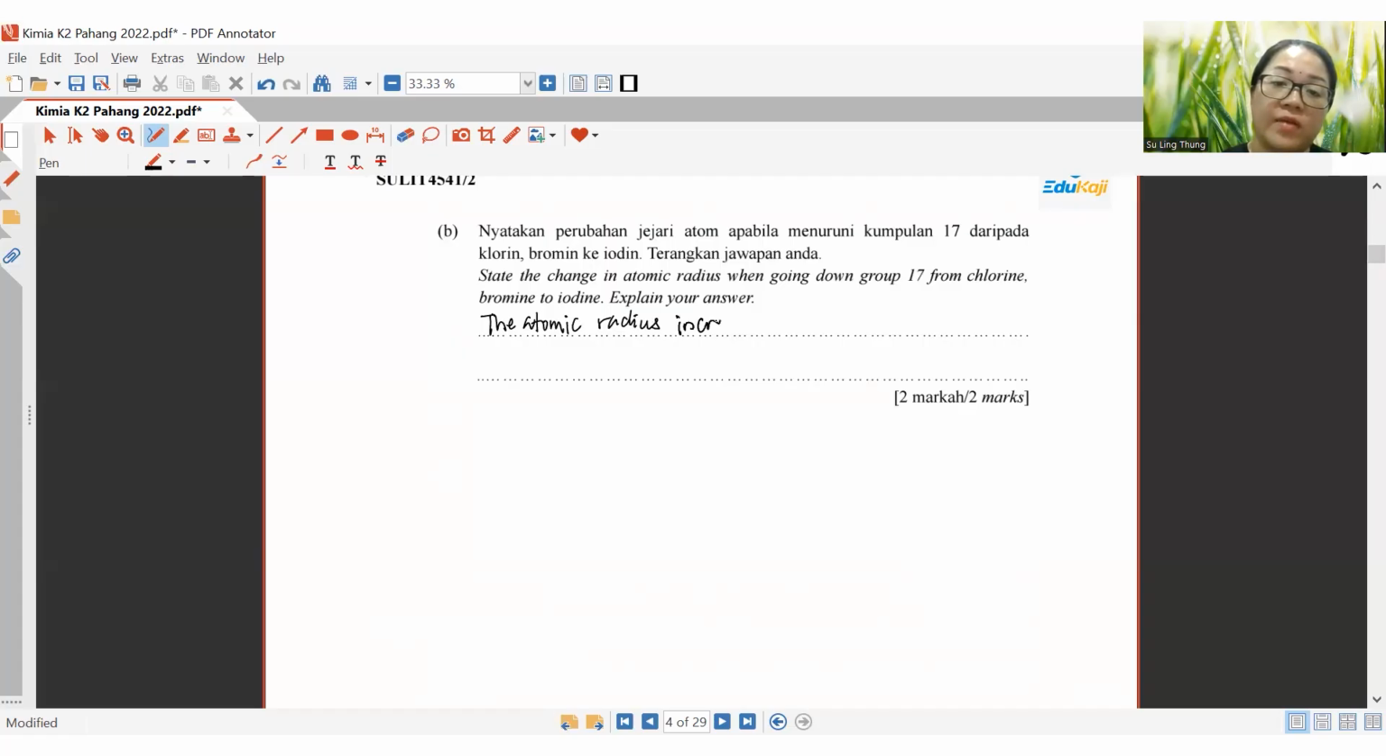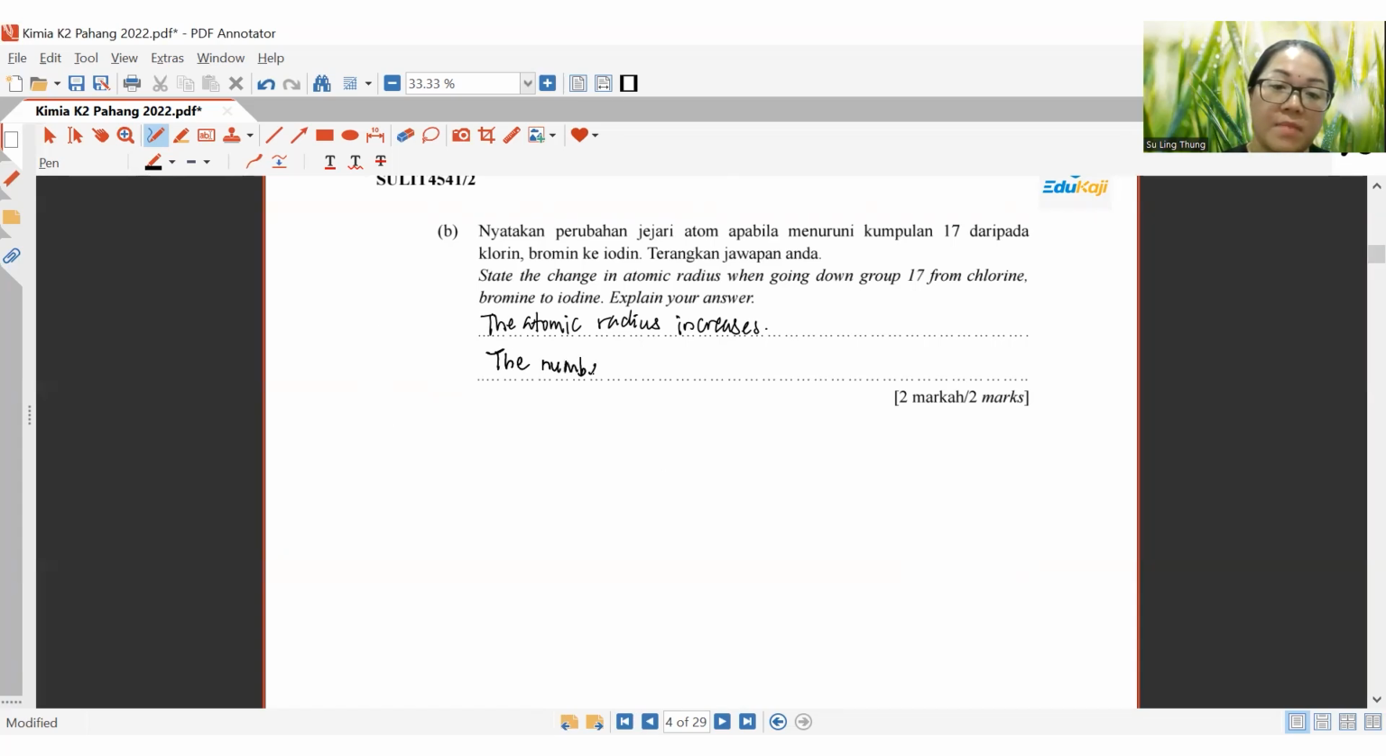This is a very, very important point. You need to explain that the atomic radius will increase. Then only you stress more on the size itself. Just explaining the size alone is not enough. So when the atomic radius increases, in a way the number of shells filled with electrons increases.